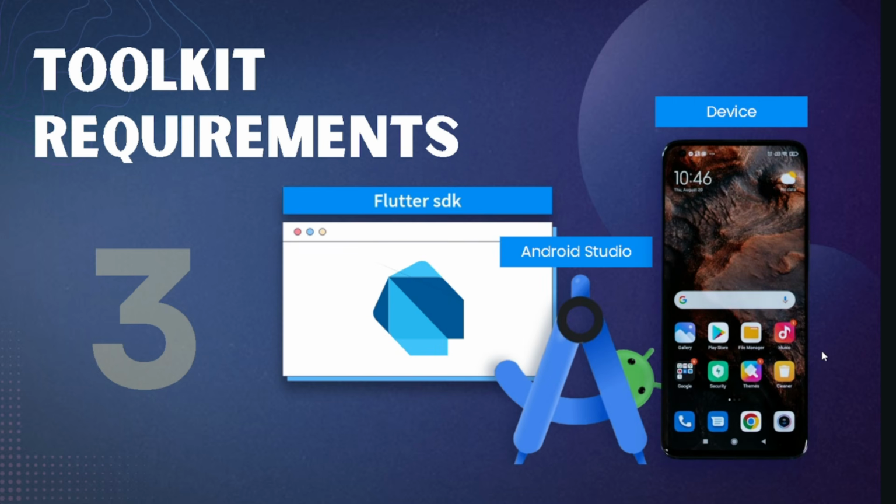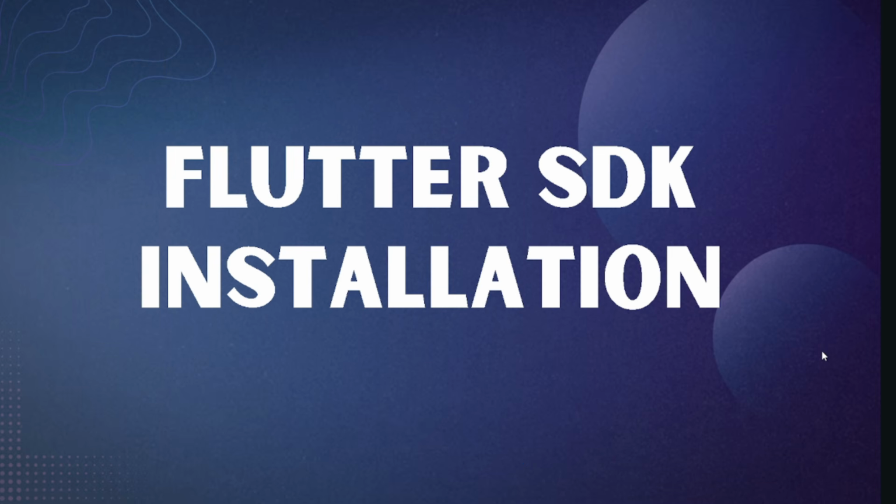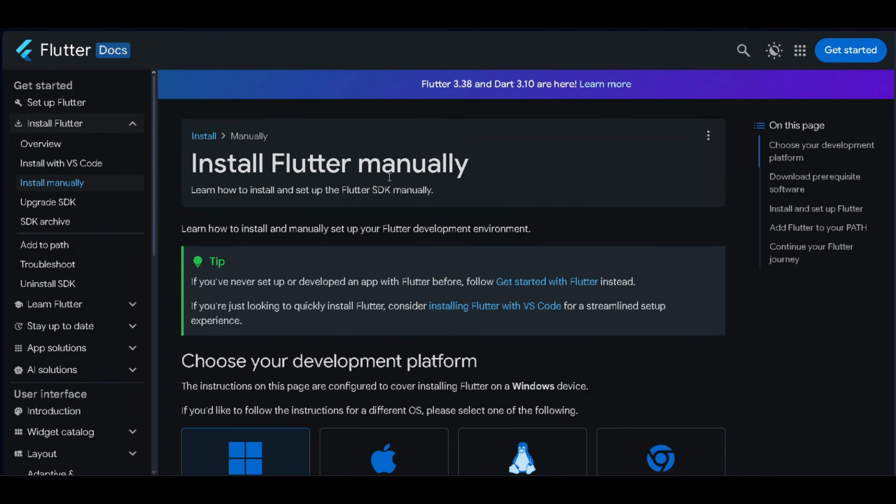Lastly, you will require a device to run our app on. I personally will be using a physical device, but you can set up a virtual Android device within Android Studio itself. Now, to begin, we need to install the Flutter SDK. Let's do that now. Now that we've looked at Flutter, we will now proceed to install the SDK.